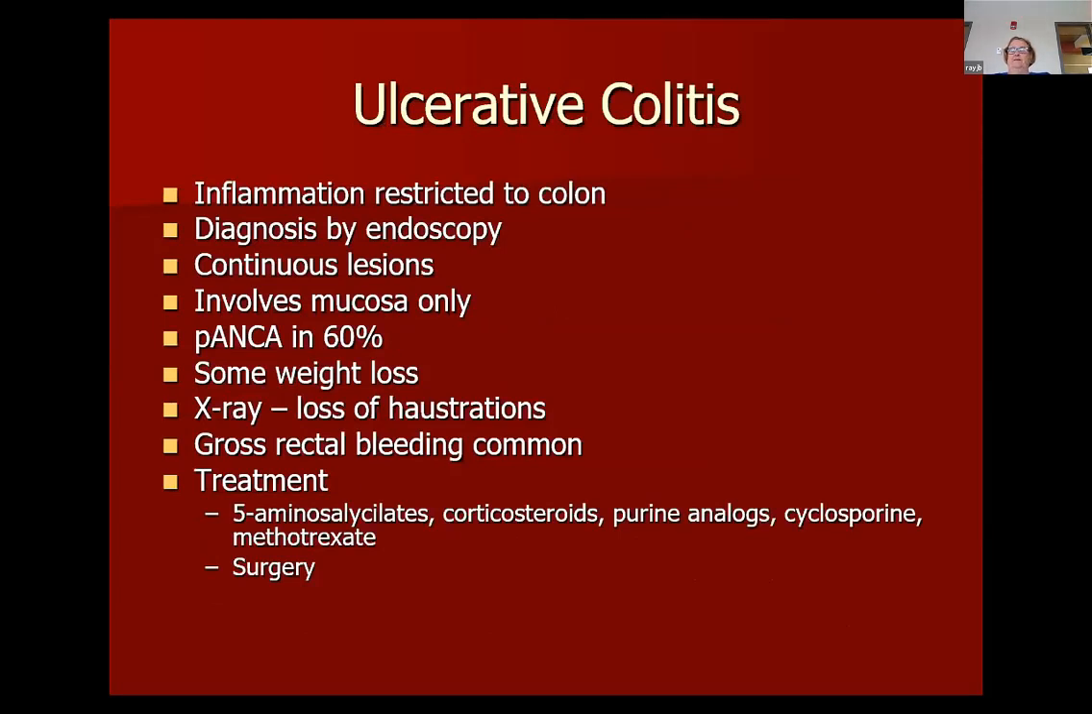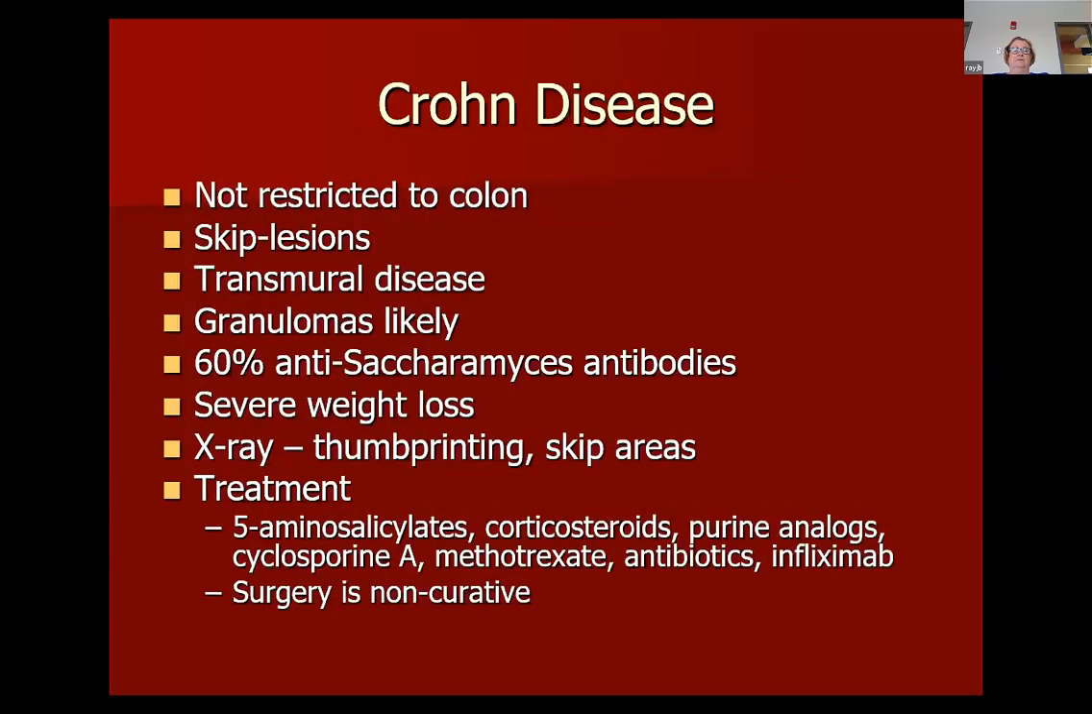Ulcerative colitis, just the colon, endoscopy again, continuous lesions, involves the mucosal surface only. Usually some weight loss. If you look at their x-rays, along the colon, there's no ulcerations, and so it looks just like smooth colon. And that means that it's denervated, and so there's not any movement along through there. So there's a lot of different things that can happen with that, but gross rectal bleeding and the mucosal surface of what's coming out at the anal opening oftentimes is really nasty looking stuff.